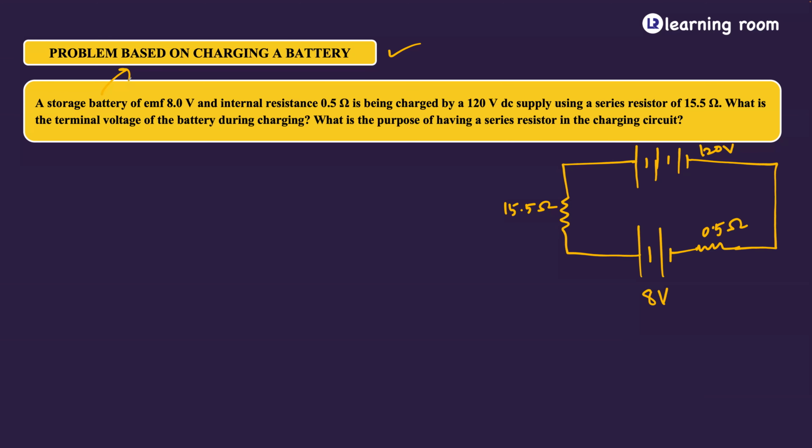This one. Because they didn't use the word battery, it is some supply. They would have used the word supply there. So what does the terminal potential difference across the battery mean? They are asking across this 8 volt battery.